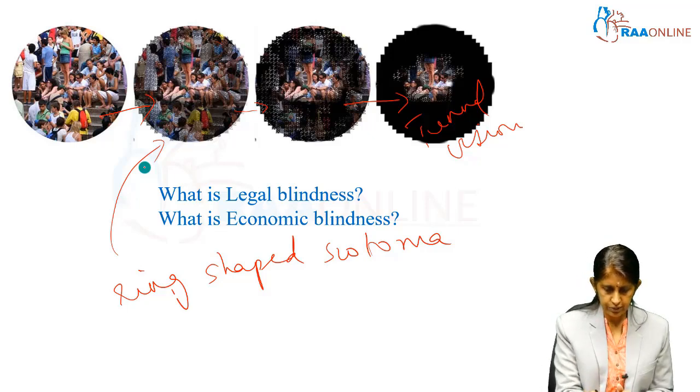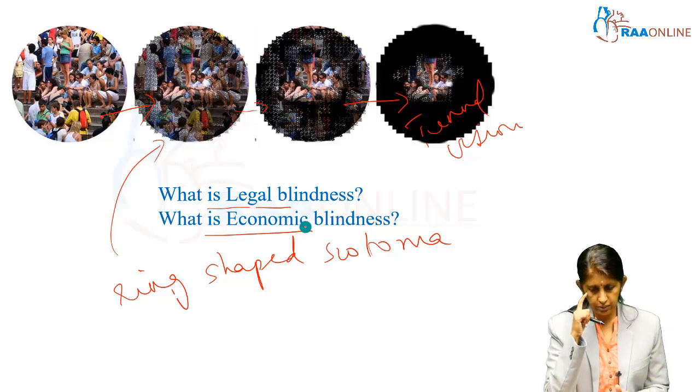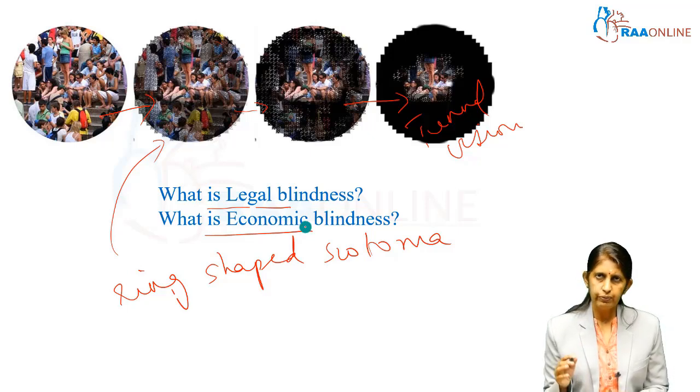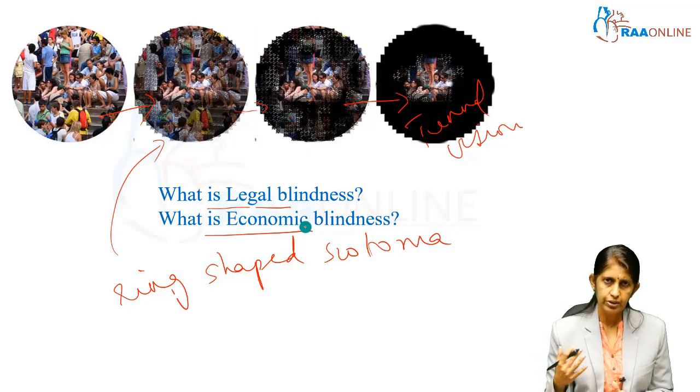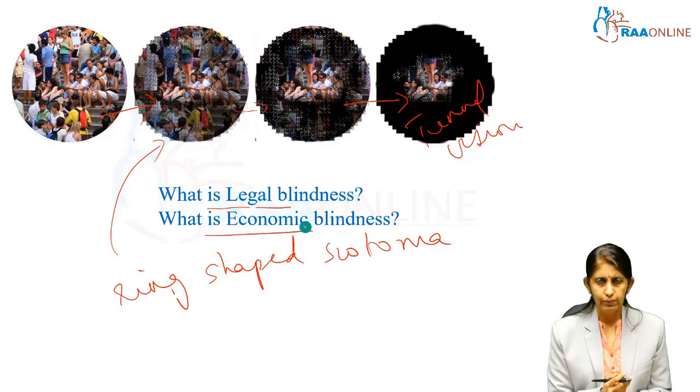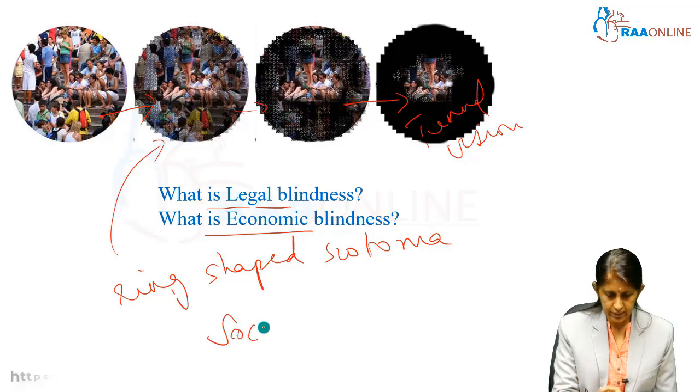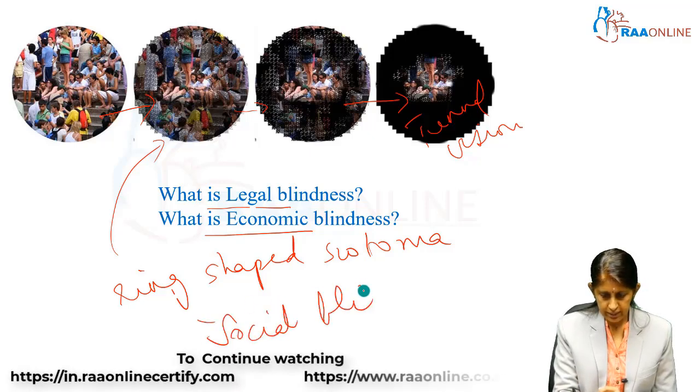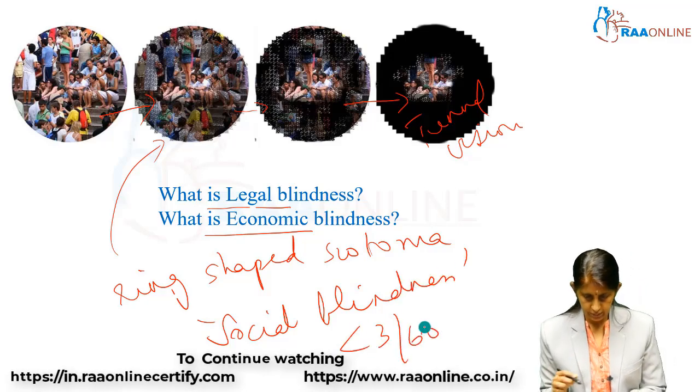So these definitions are something that we need to know. Legal blindness refers to a vision of less than 6/60 with a visual field of about 20 degrees. When we say economic blindness, we're talking about inability to count fingers at less than 6 meters. Legal blindness is when vision is less than 6/60 with 20 degrees of visual field remaining. Whereas social blindness, this is another important term, is when the visual acuity is less than 3/60. So this is also an important term that we need to know.